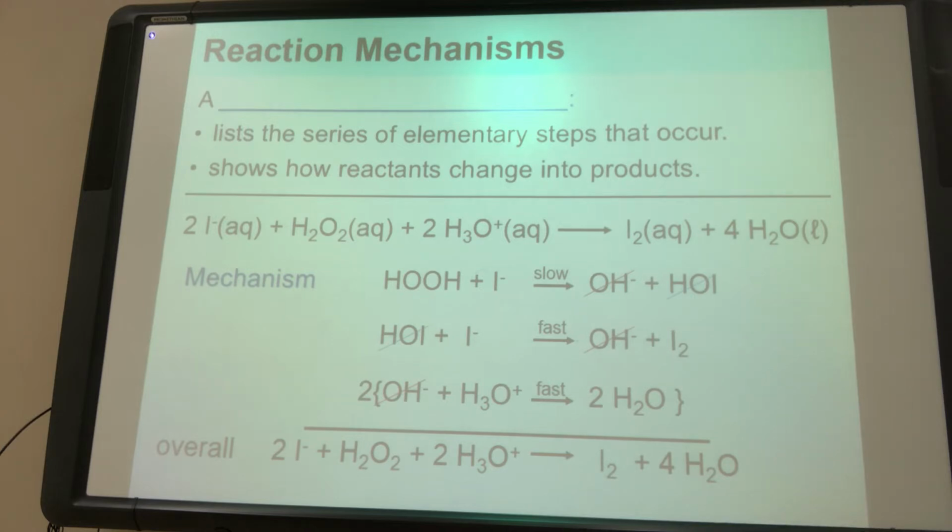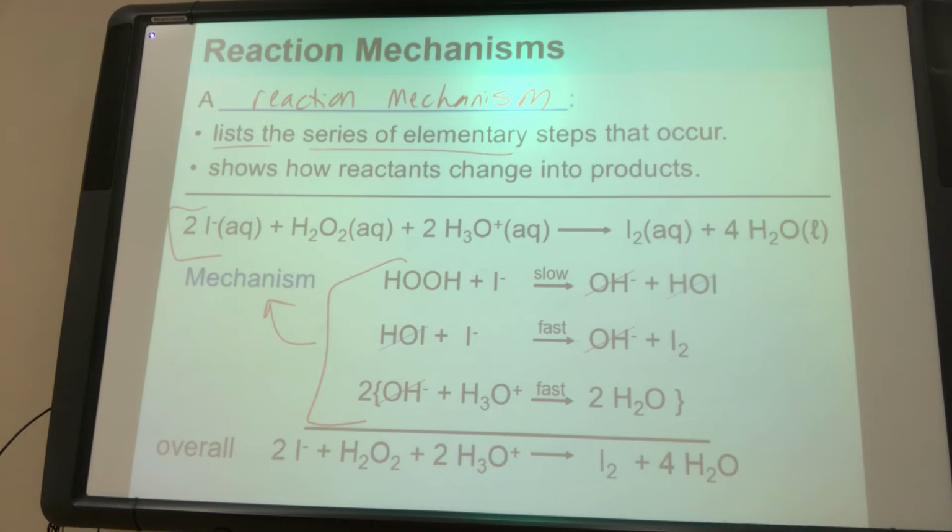So if it's going to be a list of steps, and I want to show that, that is called a reaction mechanism. Okay, so here's my overall reaction that we just looked at. These would be all the steps. So this is my mechanism. These are the steps to get to that big one. You're not going to have to write out these steps, okay? So don't sit here and freak out.